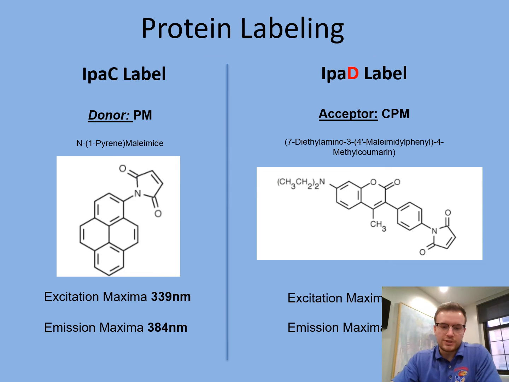Just to reiterate what's going on within FRET, we have labeled proteins. So IpaC is labeled by PM, which is this structure right here. Light goes in, it excites this conjugated system, it goes to a higher molecular orbital, and then it relaxes a little bit, and there's an energy transfer to our acceptor. Our acceptor picks up within this conjugated system on the IpaD protein, and then it emits that photon, and that photon gets picked up by FRET.